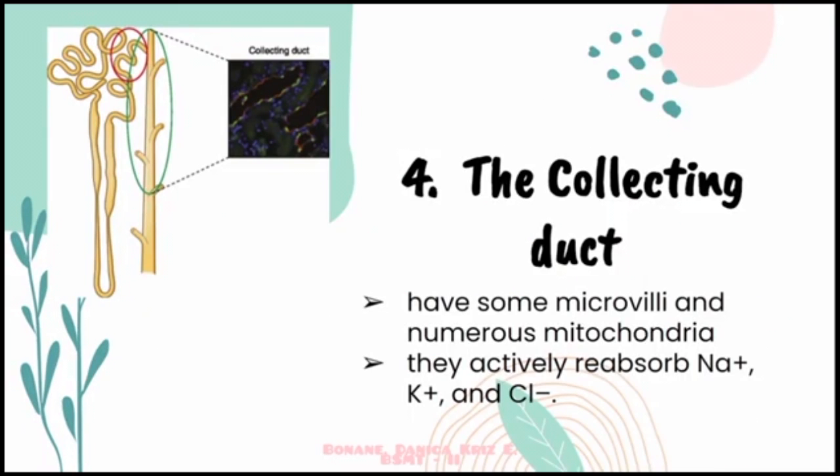The last section is the collecting duct, which is larger in diameter than the other segments of the nephron, forms much of the medullary rays, and extends through the medulla toward the tips of the renal pyramids. The collecting duct has some microvilli and numerous mitochondria. They actively reabsorb sodium ion, potassium ion, and negative chloride ion.